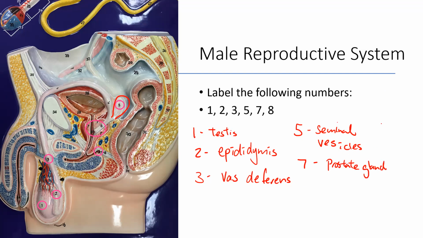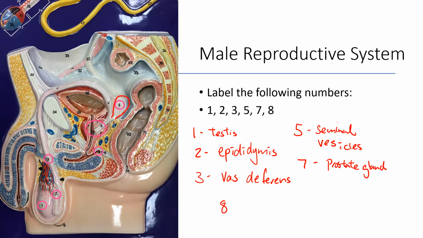Okay. It provides the bulk of the volume of the semen, and makes it basic, because the vagina is acidic and would kill the sperm otherwise. So the basic solution will help neutralize that. Then the prostate gland: the urethra actually goes right through it, as well as the vas deferens, like a straw through an orange, if you want to visualize that.